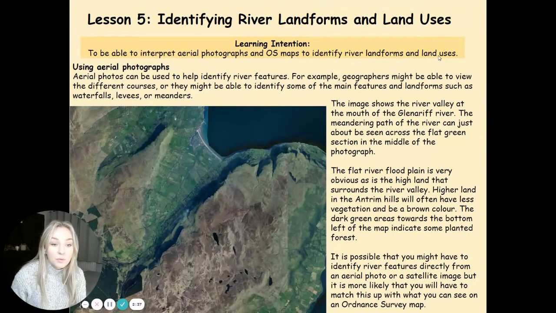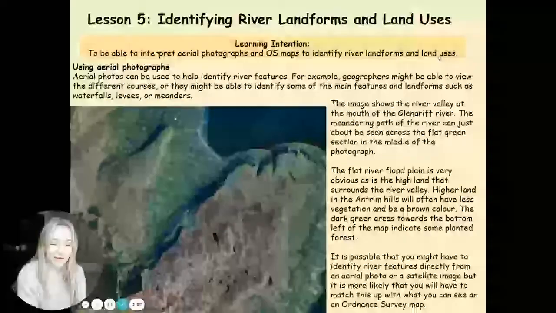You might be given a photo in the exam, and you might be told to identify what the feature is. So it could be a waterfall, or it could be a meander, and you just then need to show that you know that information, but from using a photograph. Now, that's the easier one. I'm not going to read all of this to you because you can do that in your own time.